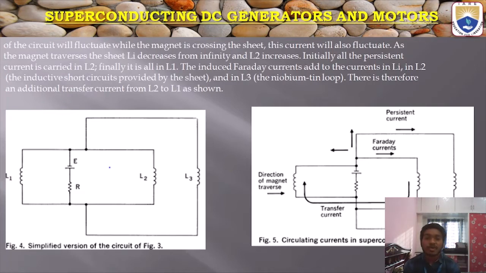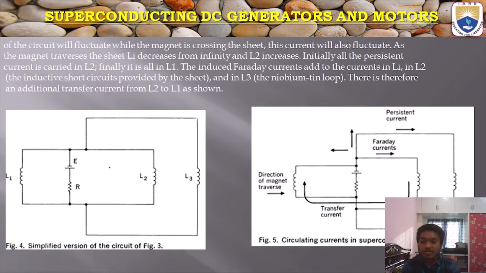L1 decreases from infinity and L2 increases. Initially, all the persistent current is carried in L2. Finally, it's all in L1. From L2, it will go to L1, the current supply. The induced Faraday currents add to the currents in L1. In L2, an additional transfer current from L2 to L1 is shown.